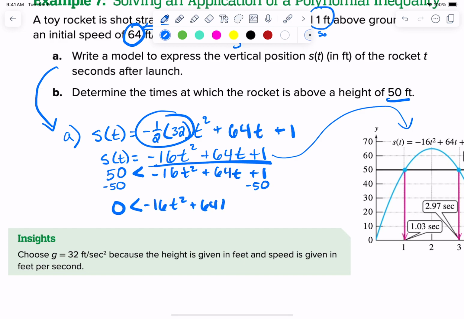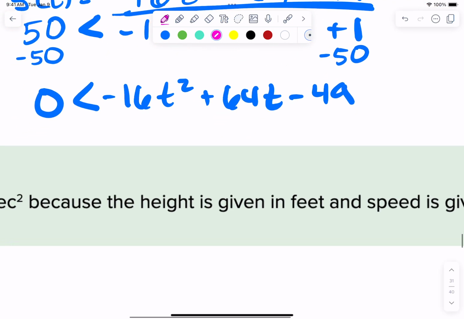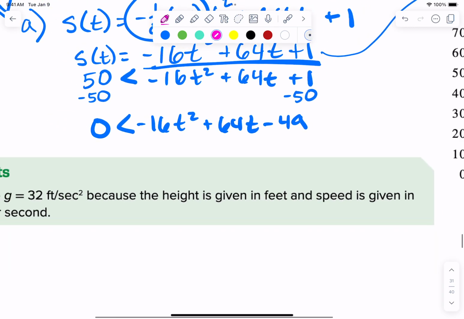Can we not just look at their graph where they give us the numbers? They won't always give us the graph. I know, but. So we use that. Okay. All right. How do I solve for T now? We're going to do the quadratic formula.